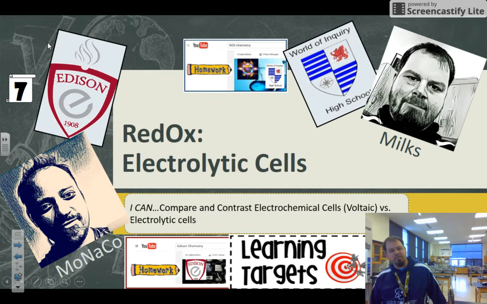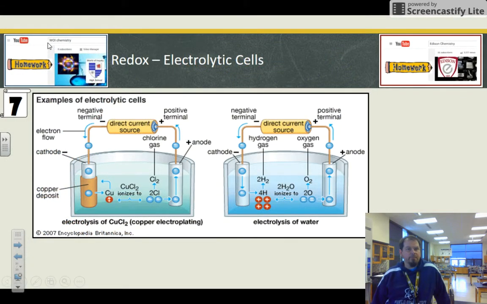Electrolytic cells in particular. This should be quick, and guess what? It's done. So when we're done with this, we will make sure we can compare and contrast the two electrochemical cells, being voltaic versus electrolytic. Remember, electrolytic needs energy to go. So right off the bat, I'm going to see this direct source of energy.